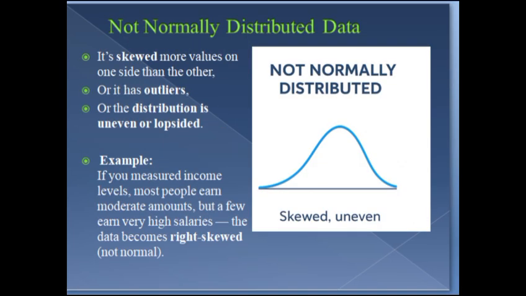What is not normally distributed data? It is skewed, with more values on one side than the other. It can be right-hand side or left-hand side, or it has outliers, or the distribution is uneven or lopsided. For example, if you measure income levels, most people earn a moderate amount, but a few earn very high salaries. The data becomes right skewed, so we can say it is not normally distributed.